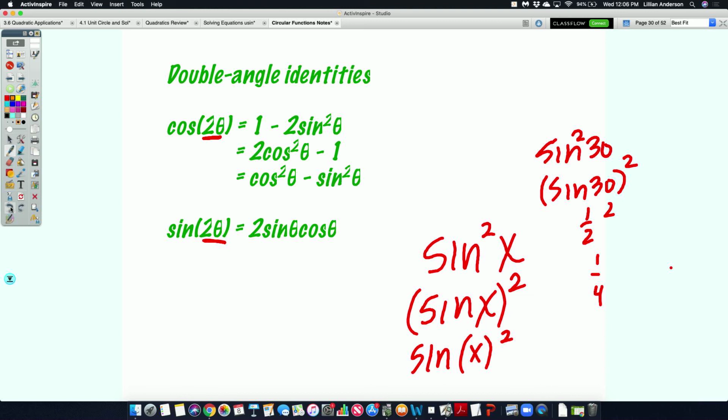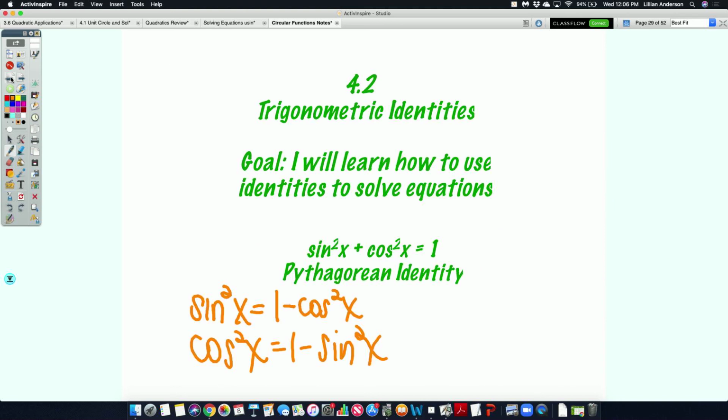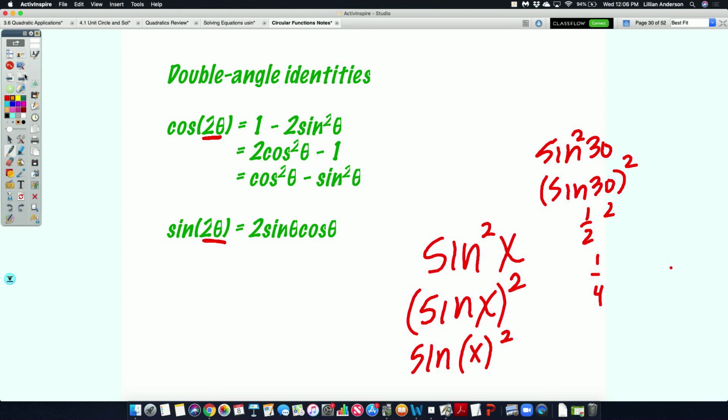Yeah. So on the other slide, it said cosine squared x equals 1 minus sine squared x. Are they somehow related, like cosine 2 theta and cosine squared x? No, they're not related. Okay. So you want to be very careful. This one just has the 1 minus sine squared x, but this one does have the 2, but that's for cosine 2 theta. Okay.